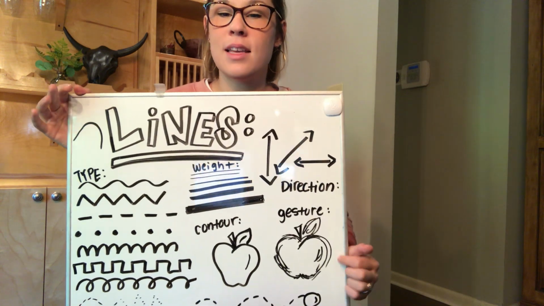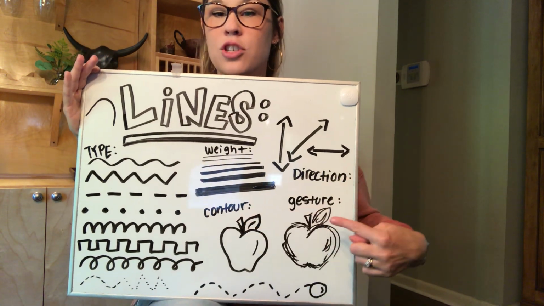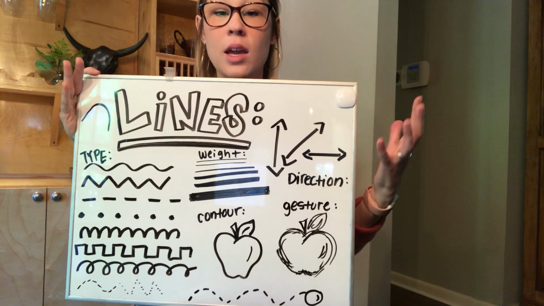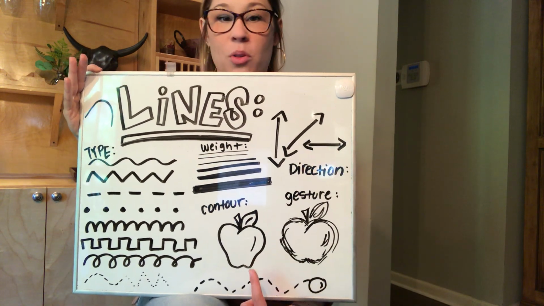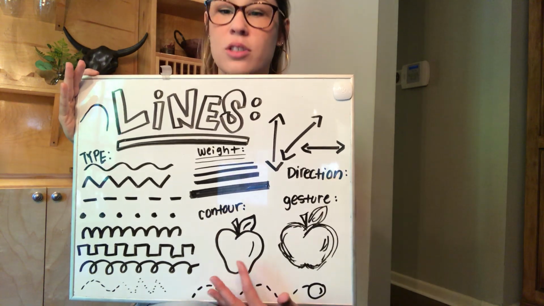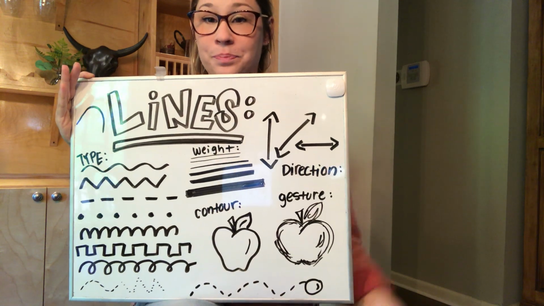And then one last thing to cover. I have these two big words down here, contour and gesture, gesture with a G. If we're talking about a contour line, we're talking about an outline of something. This is just a basic outline of an apple. There's not a lot of detail, not a lot of texture, color, anything like that. It's just a basic outline of an apple. So that would be called a contour line.